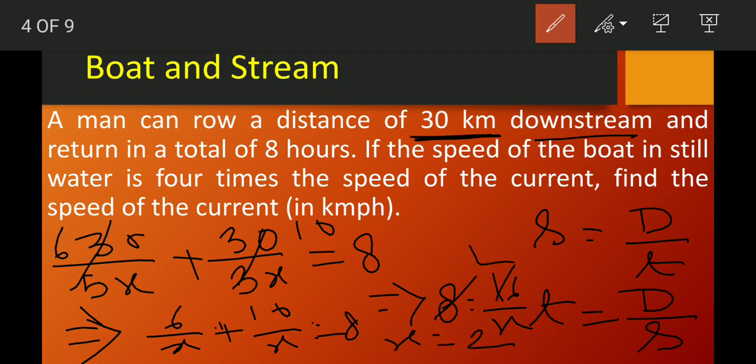As we have taken x as the speed of current, and this question asks us to find the speed of current, the answer for this question would be 2 kmph, that is 2 km per hour. So this is our answer.